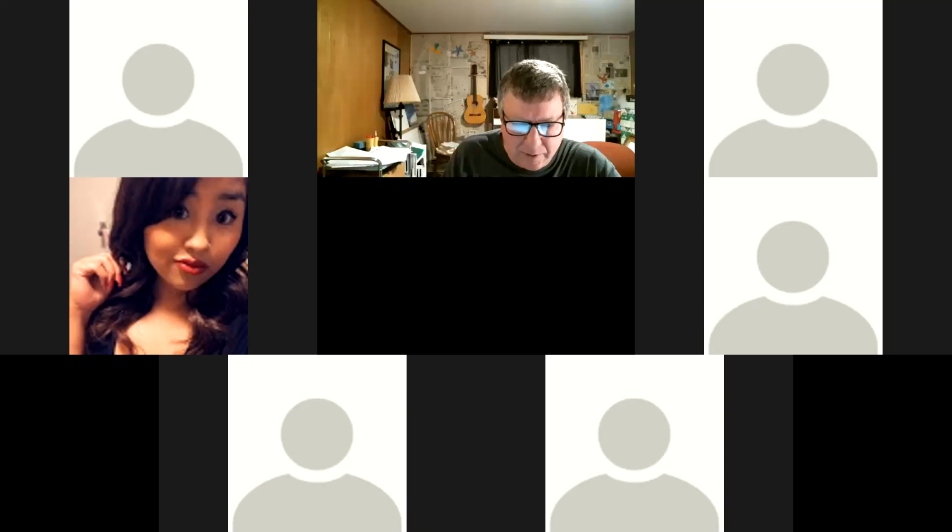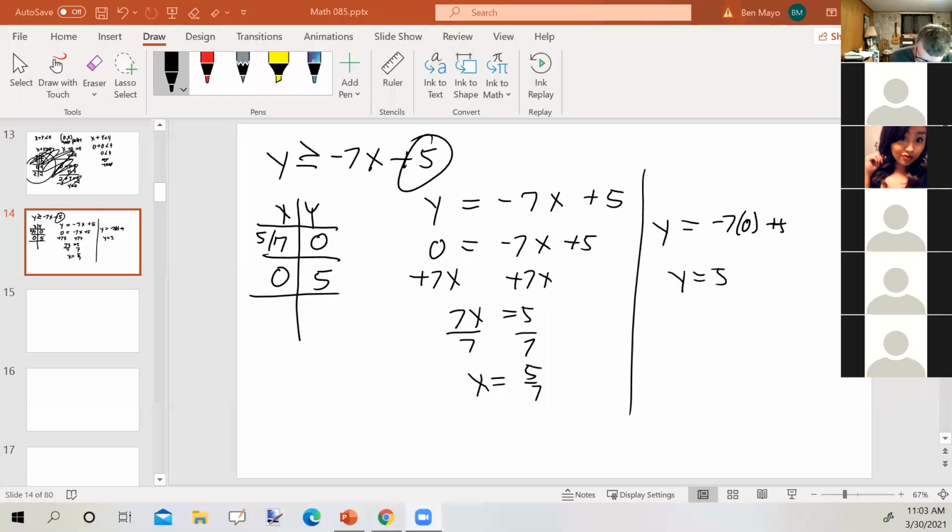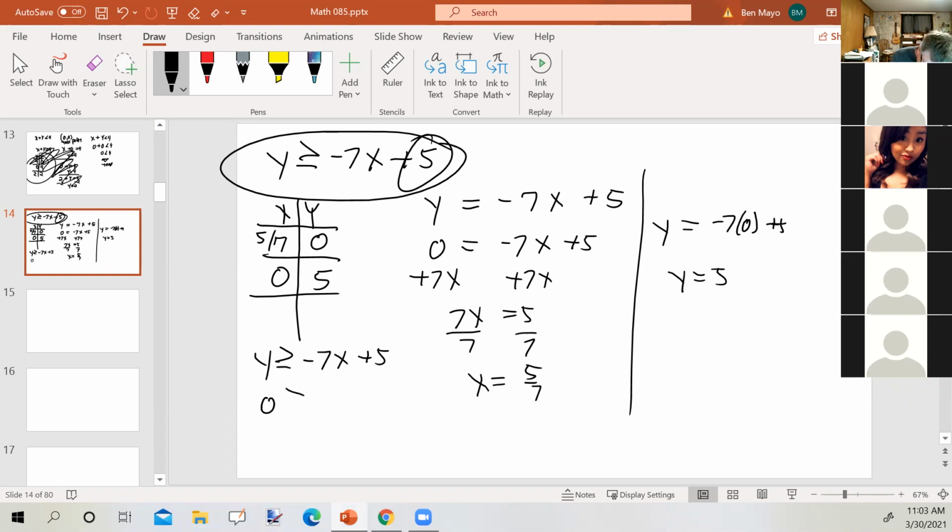So I'm going to go back to my whiteboard screen. Okay. And I've got this, which is what? y greater than or equal to -7x plus 5. And I'm going to put in 0, 0. So 0 greater than or equal to -7 times 0 plus 5. 0 greater than or equal to 5. Is 0 greater than or equal to 5?